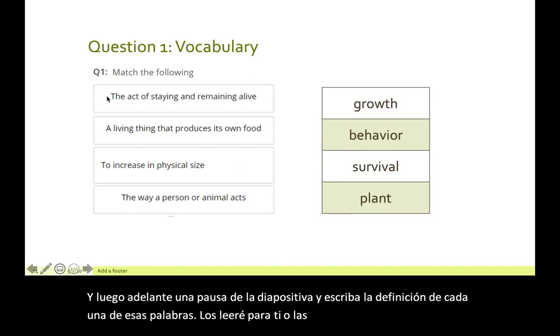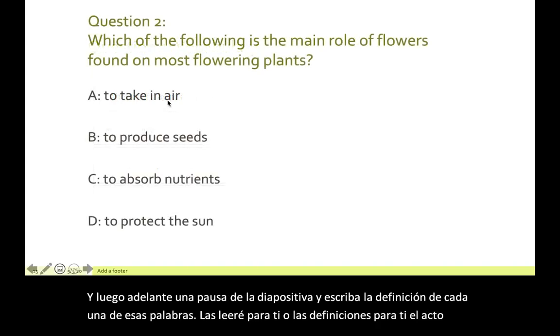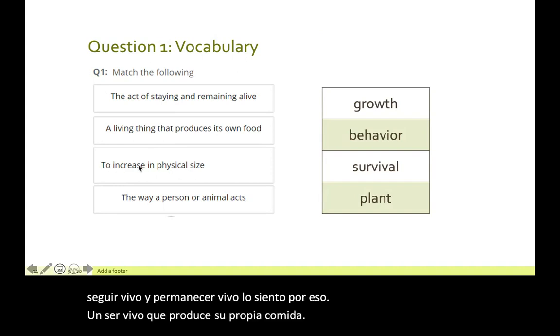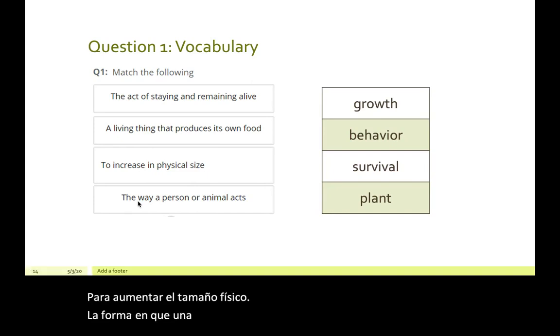The act of staying and remaining alive. Sorry about that. A living thing that produces its own food. To increase in physical size. The way a person or animal acts.